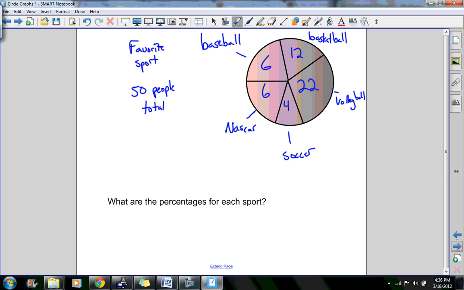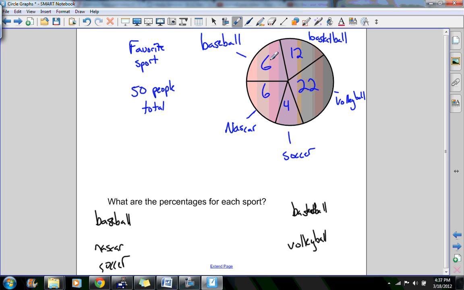Now, if we were given here favorite sport, and there were 50 people interviewed total, they're asking what the percentages are for each. So we have baseball, NASCAR, soccer, basketball, and volleyball. And we want to know the percentages.